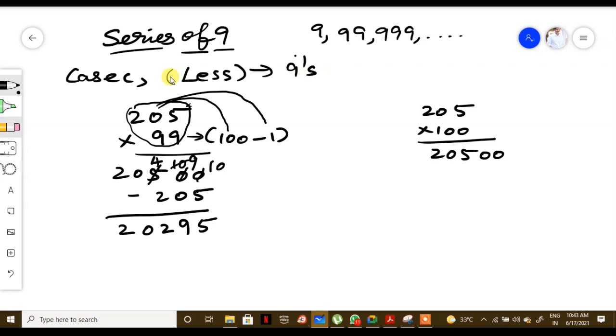So when you are getting 205 into 100, just we put double zeros here in the back side of the number. 205, two numbers here, right? So next one is 20500 minus, we are subtracting this 205. As usual we will do, it means we get the answer as 20295. Okay, this is easy. The Vedic Maths gives you all the steps here.